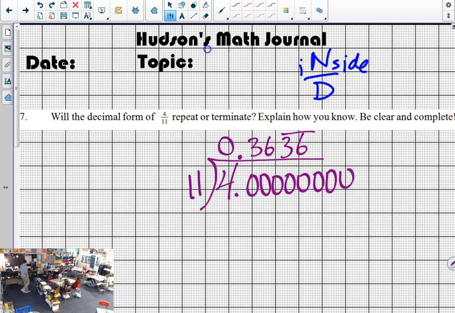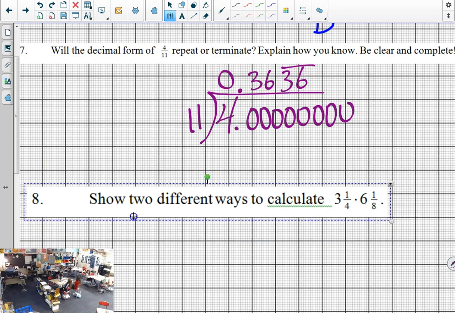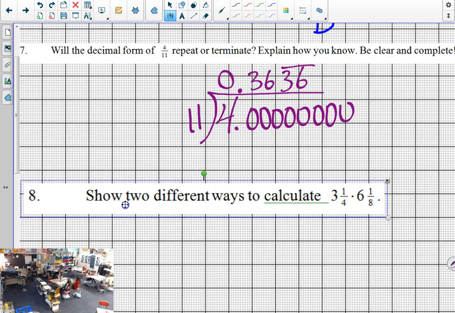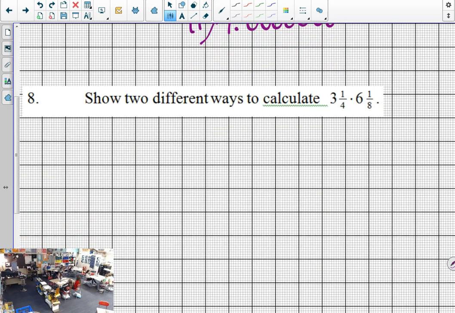And in 8, when we start with two mixed numbers, what should we really do? Alan? Make them improper. Improper fractions are way better. They just really are. And who wants to be proper anyways? That's no fun. So everybody, even if you got this right, it's good practice. Everybody write 3 1/4, 6 1/8.